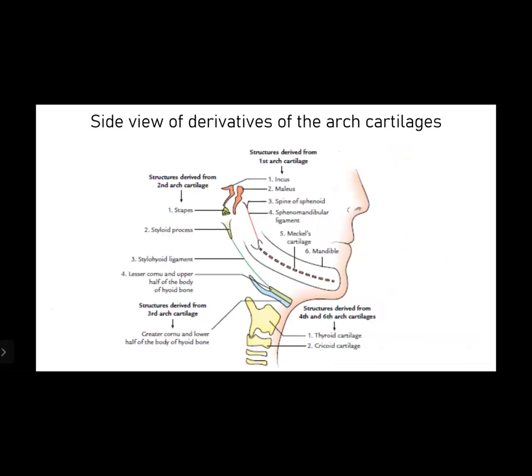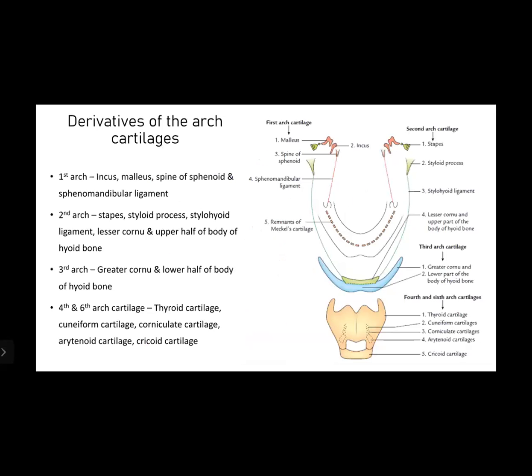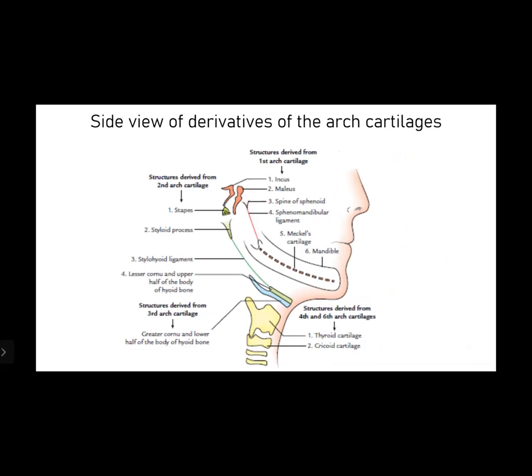Okay, so that's a side view again of the derivatives of the arch cartilages. So you can see that the mandible is developing around the Meckel's cartilage, which is just lateral to it. But of course, that basically disappears. The Meckel's cartilage largely disappears except for the proximal end portion, which gives rise to the incus, malleus, sphenomalleolar ligament, and the sphenomandibular ligament. Right.